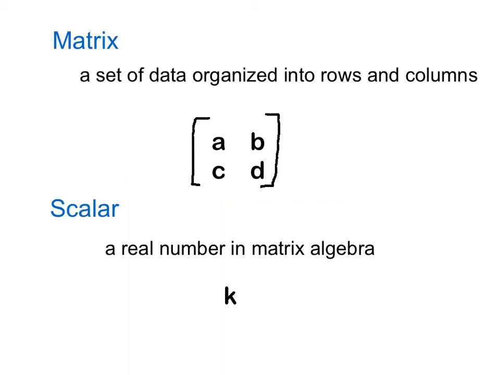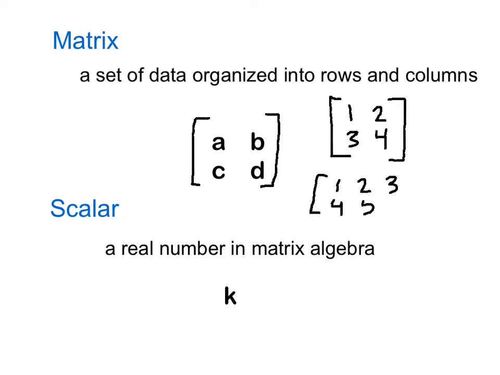In this video, we're going to talk about multiplying matrices by a scalar. A couple things to know is just that a matrix is a set of data organized into rows and columns. So it's just a set of numbers organized in a particular way. We could have something like 1, 2, 3, and 4. This would be a 2 by 2 matrix. Or we could have a 2 by 3 matrix where we had numbers something like this.